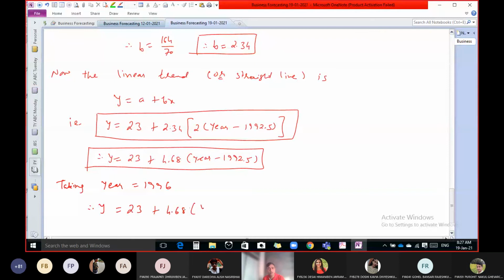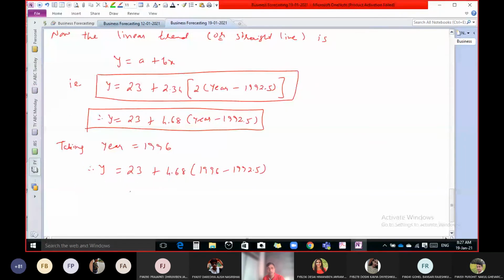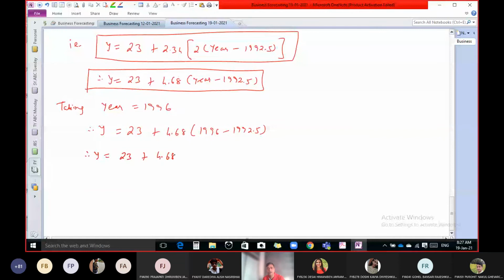Y equal to 23 plus 4.68 into, here we get 3.5. Do the calculation and tell me the value. 16.38 plus 23, 39. Yes, so 39.38, that is the value of y, the estimated value of y.